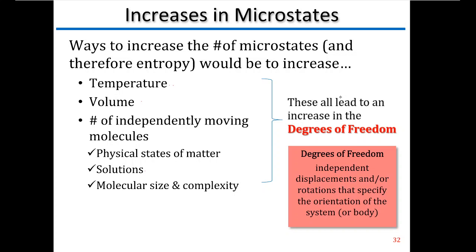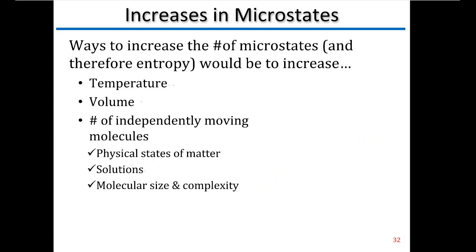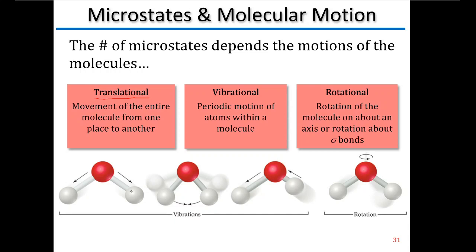These are going to lead to an increase in the degrees of freedom. I mentioned this term earlier, but what do I mean by that? Degrees of freedom are the independent displacements or rotations that specify the orientation of the system or body. What I mean is that a degree of freedom is like one specific microstate. If we go back to our previous slide, these two hydrogens being extended is one microstate, so that's one degree of freedom. Anytime a molecule can change, that's a new degree of freedom.